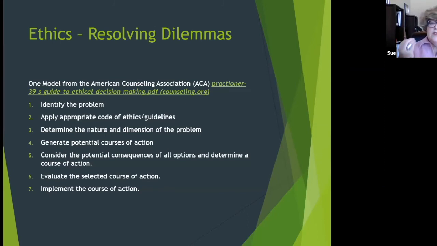Again, it's important to have some sort of a decision-making model. So if, God forbid, you were ever pulled in front of a licensing board or somebody questioned you about how you made decisions, how you resolved this, who you consulted with, what you did, you have some sort of an answer, and it's part of your practice. So that's something to be thoughtful about.